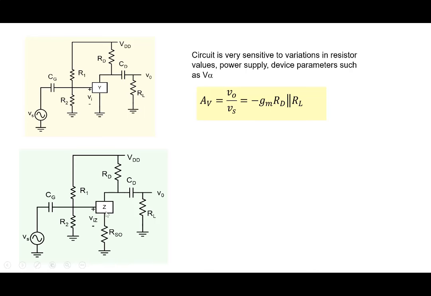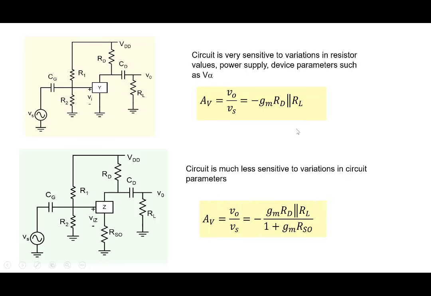Now we have a device Z which is very sensitive, which has very sharp input characteristics here. And so we had to add a resistor Rs0 here. By adding a resistor Rs0, we could reduce the sensitivity of the circuit to R1, R2, VDD and all the other things that are there, and make the circuit much more stable. But the gain has fallen.